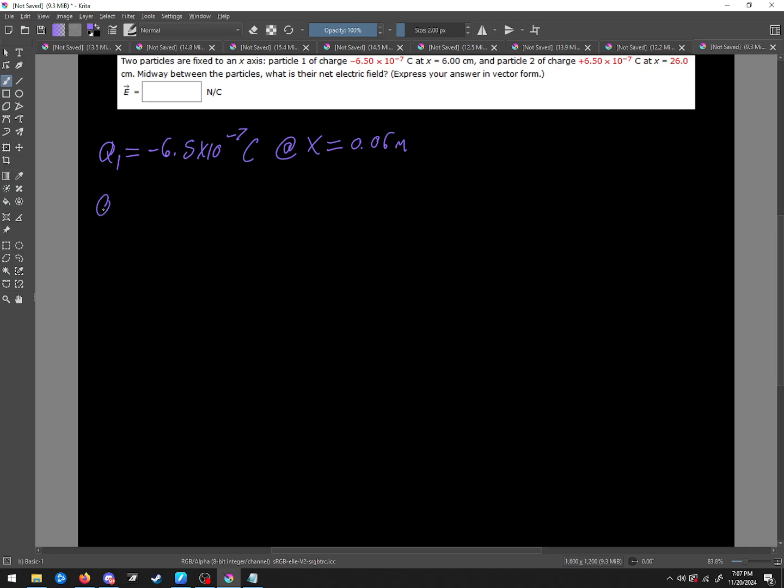Particle 2 has its own charge of 6.5 times 10 to the negative 7 coulombs. And this one's going to be at 0.26 meters. And we're asked, what is their net electric field?